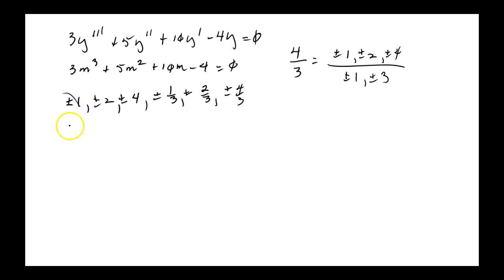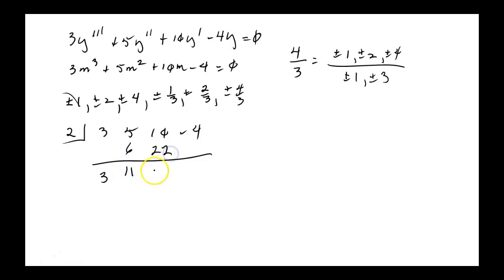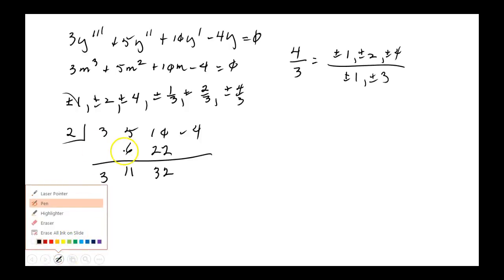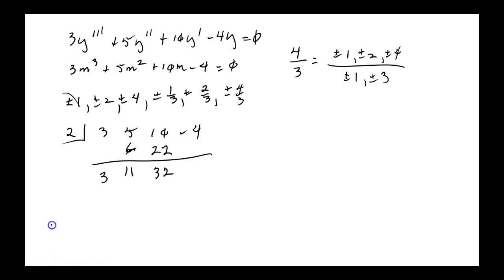Let's try 2 first. So we'll do synthetic division of 2 into 3, 5, 10, and negative 4. Skip a line, draw a line. 3, 6, 11, 22, 32. No chance here. Definitely not. What about -2? All right. We'll do that next.